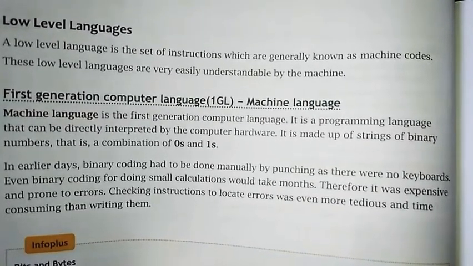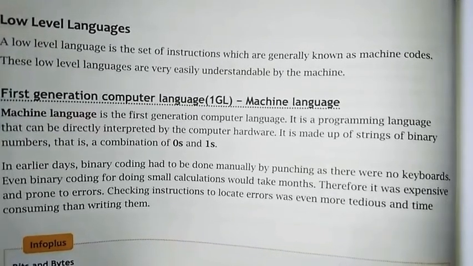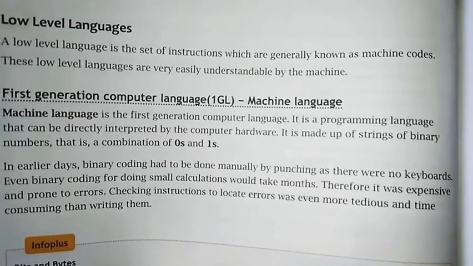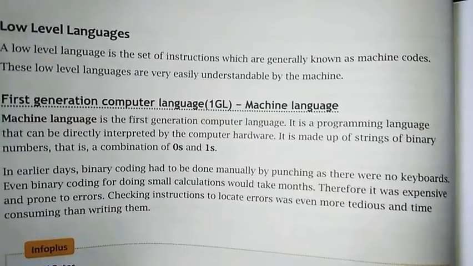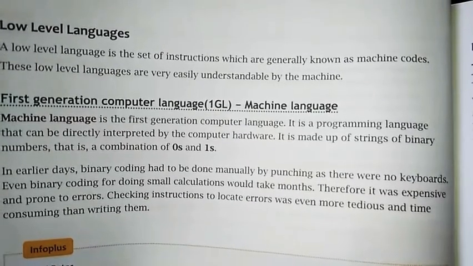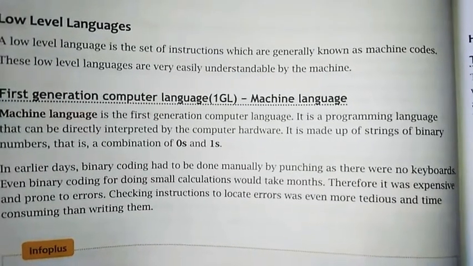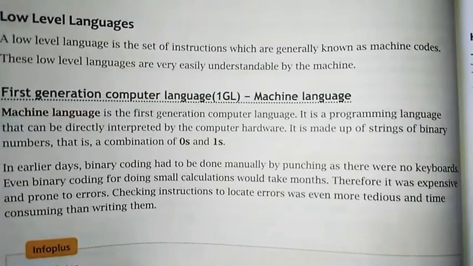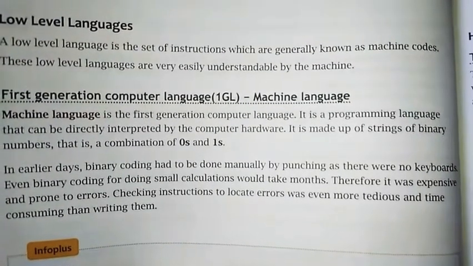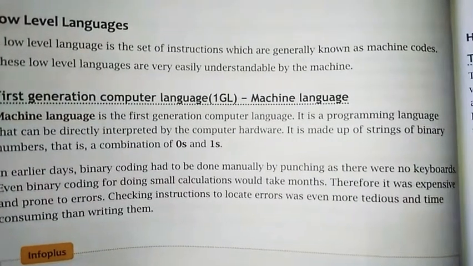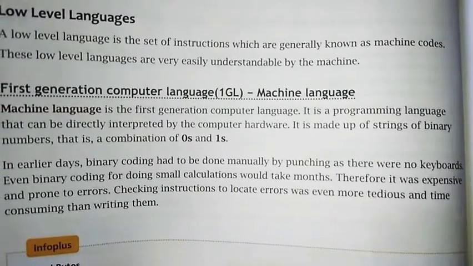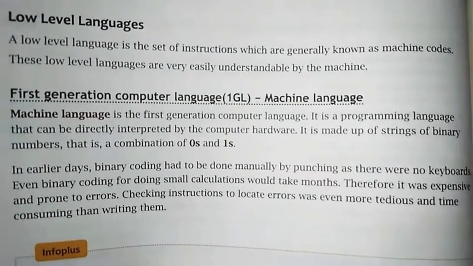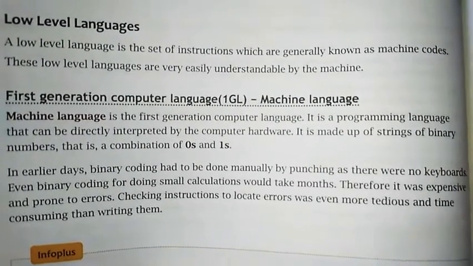In early days, binary coding had to be done manually by punching, as there were no keyboards. Even binary coding for doing a small calculation would take months. In the early times, binary coding was done manually. The binary coding for calculation takes a lot of time, around 1 month, 2 months. Therefore it was expensive and prone to errors. Checking instructions to locate errors was even more tedious and time consuming than writing them. So it takes a lot of time to instruct and to program.